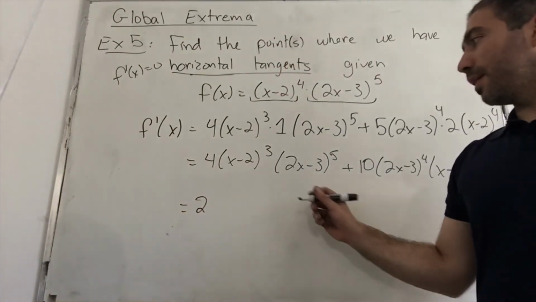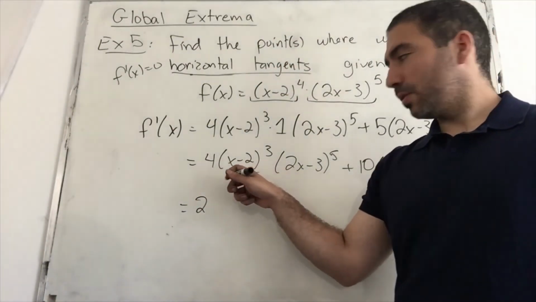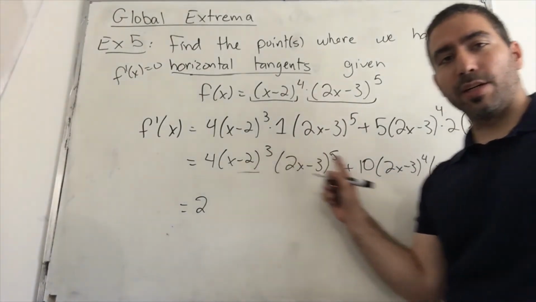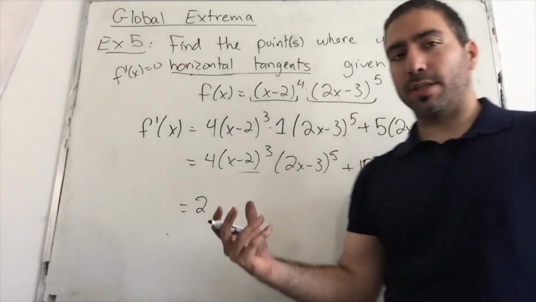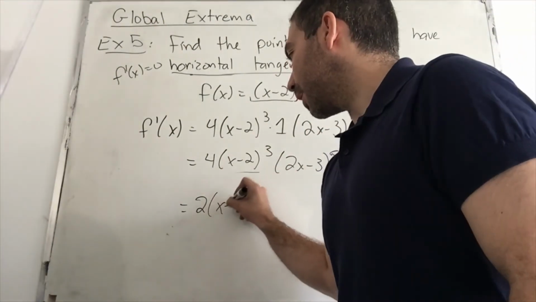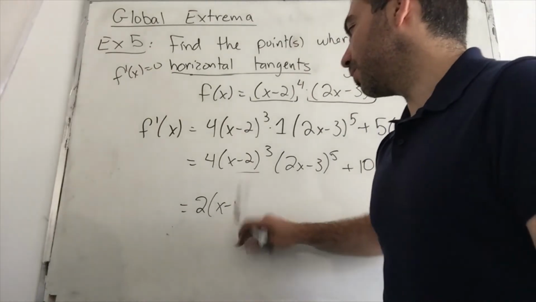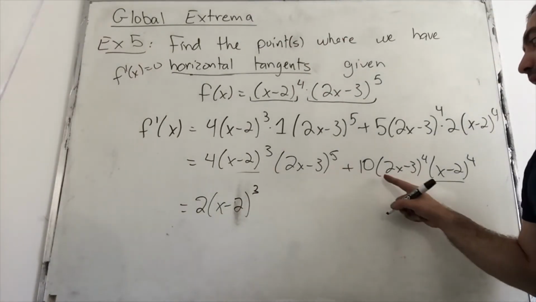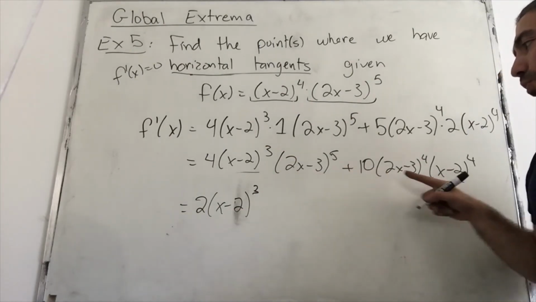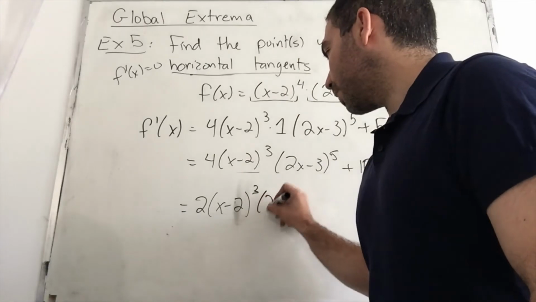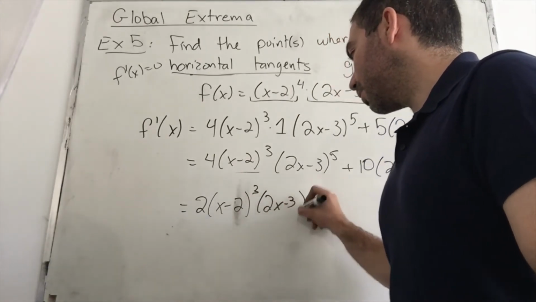Now if we look at the x minus 2 term here and the x minus 2 term here, we have x minus 2 to the 3. Here it's x minus 2 to the 4. The most you could take out is the lowest exponent, so you could take out 3 of them: x minus 2 cubed. And then if we look at the 2x minus 3's, here there's 5, here there's 4. So the most we could take out is the lowest exponent, so we could take out 4 of them: 2x minus 3 to the 4.